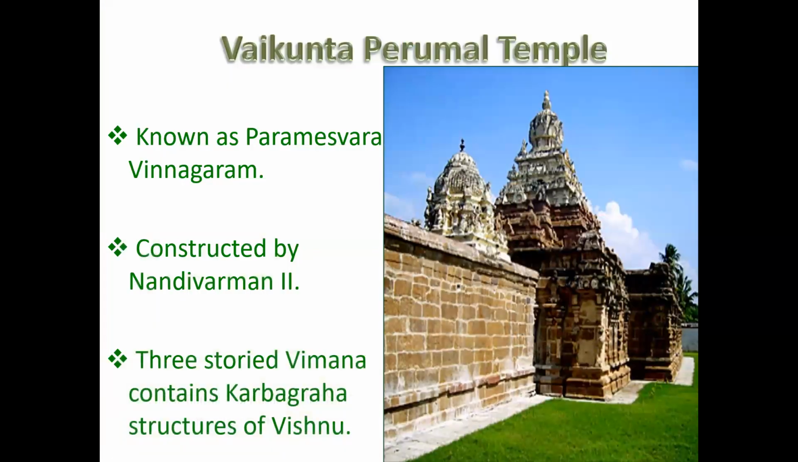Next, we are going to see the Vaikuntha Perumal temple. The Vaikuntha Perumal temple, otherwise known as Parameshwara Vinnaharam, was constructed by Nandivarman II. Each of the 3-storied Vimana contains a Garbhagraha with standing and sleeping sculptures of Vishnu.